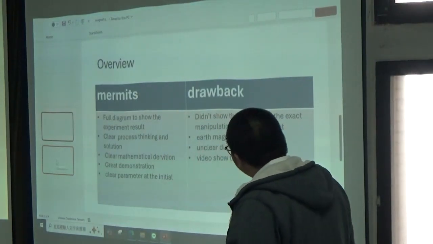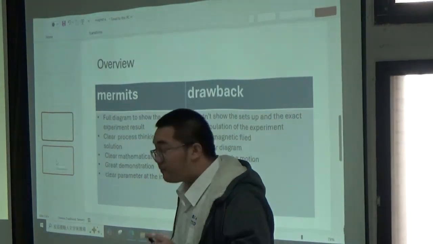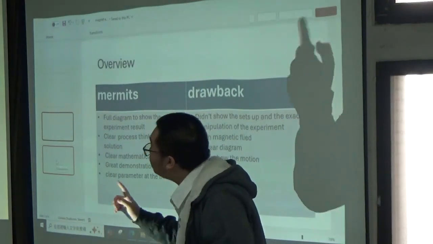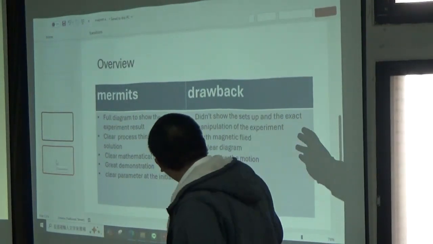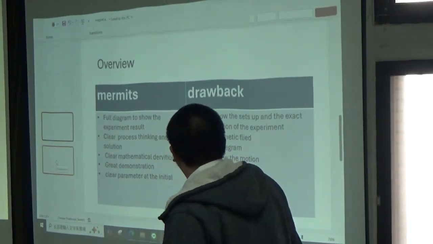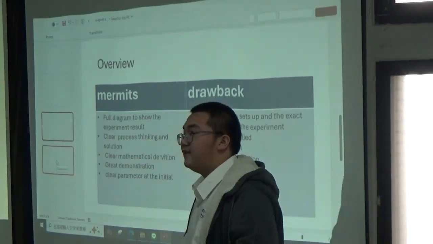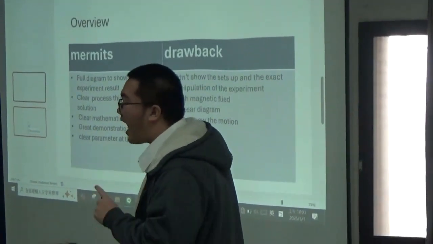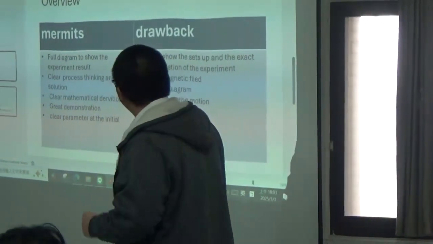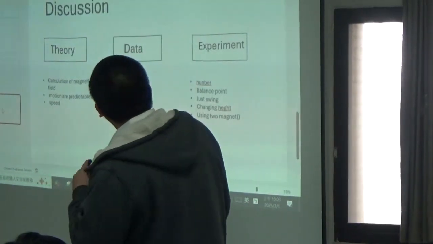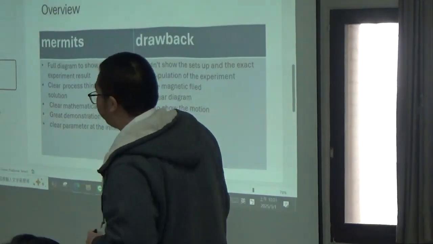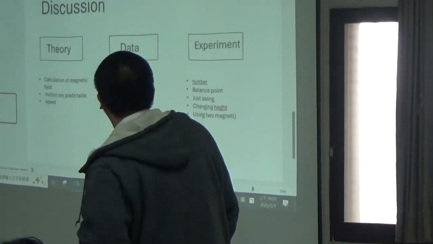And second is that the diagram part is a little bit unclear, because for each point I cannot really see what it represents. And the last one I was suggesting is to play some video to show how each magnet moves in these experiments. And the next one is the things I'm going to discuss with him.